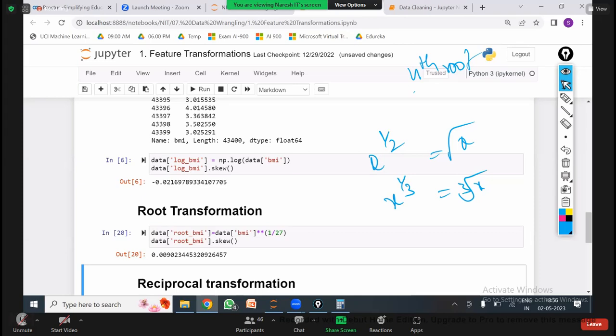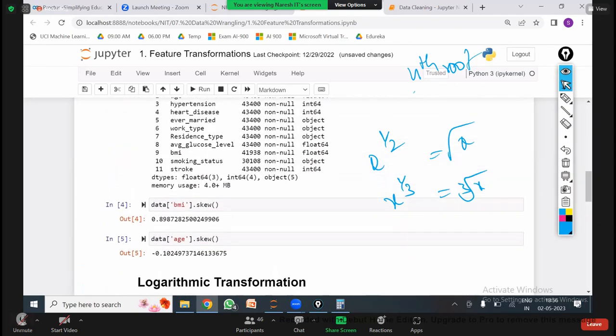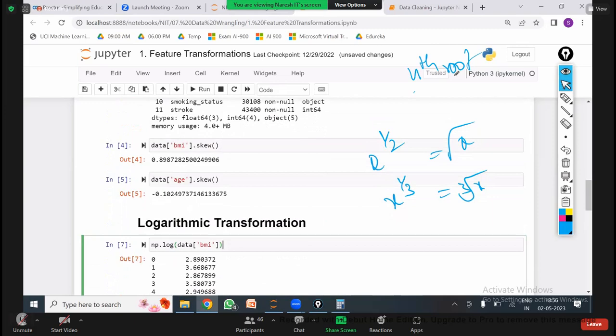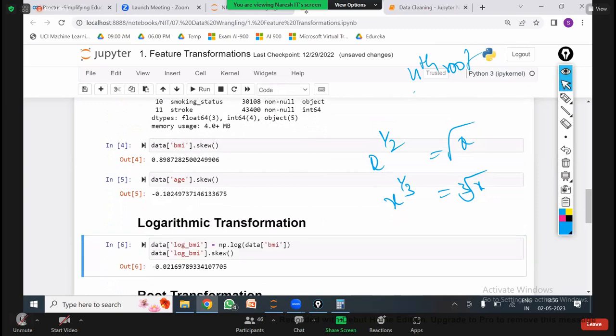So by applying the 27th root, I have got this data to a normal distribution. So in this way, the skewed distribution can be converted to a normal distribution. Got the point? Is that clear, guys? Is that clear?